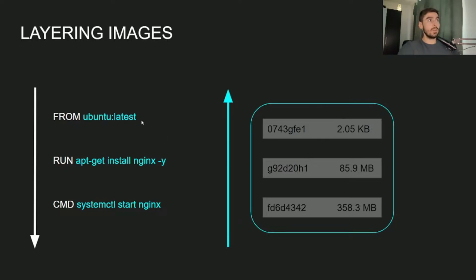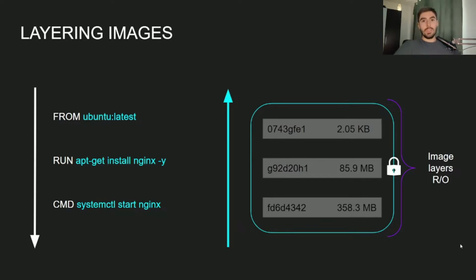If you can notice, there's one layer for each of the keywords here in the Docker file, and these are the read-only layers of the image. Once you run the command docker build and you obtain an image from your Docker file, you can't actually edit that image, right? So if you want to make a change to the image, you need to first make a change in the Docker file and build again.